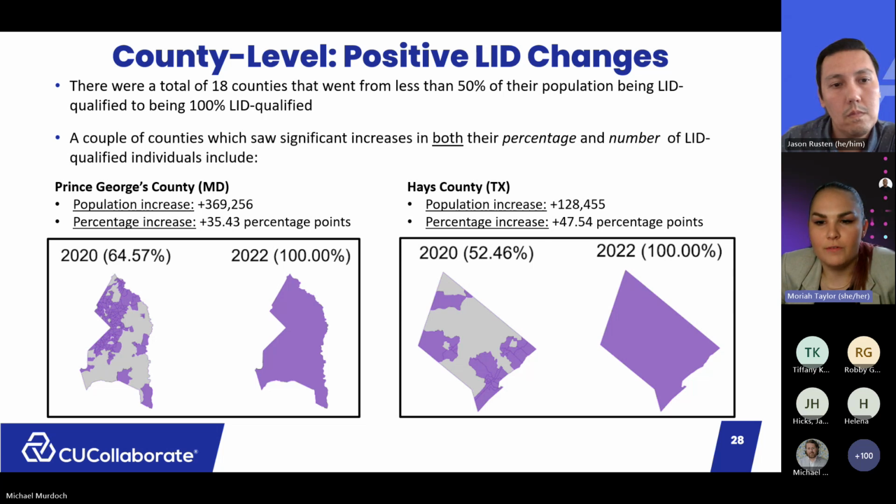Here in these maps, I'll highlight a couple of counties which saw significant increases in both their percentage and number of LID qualified individuals. Earlier on that map of Maryland, you saw one county, Prince George's County, which went from 64.57% LID qualification to 100%, a population increase of almost 370,000. And Hays County in Texas saw an increase from 52.46% to 100%, which represents an increase in LID population of 128,000.